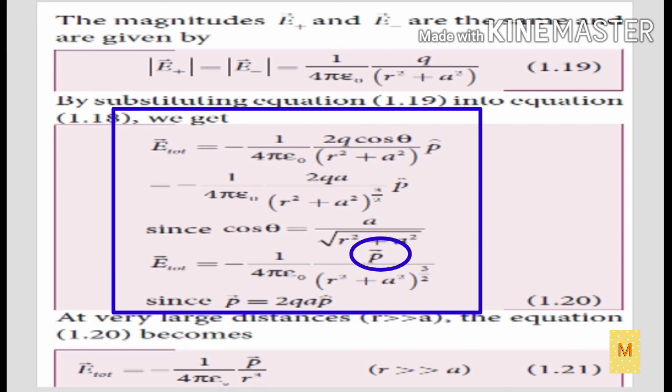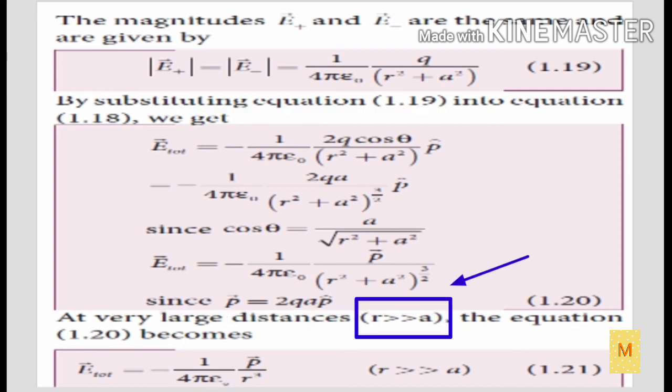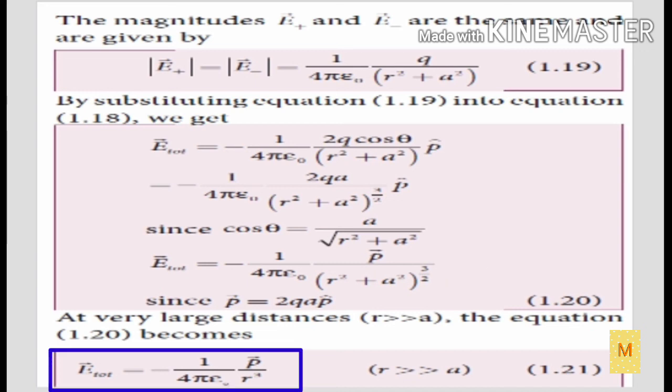See the numerator, there is p vector. How does it come? Because 2 into q into a is nothing but the electric dipole moment. See the denominator, r squared plus a squared. Compared with a, the distance r is greater. So, the distance a can be neglected. By neglecting a, we get r squared the whole power 3 by 2. After cancelling the 2 in the power of r, you will get r cube. Hence, E total vector will become minus 1 by 4 pi epsilon naught into p vector divided by r cube.